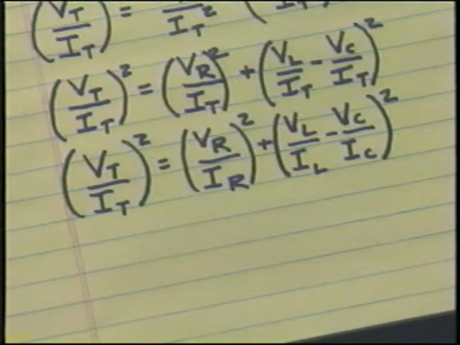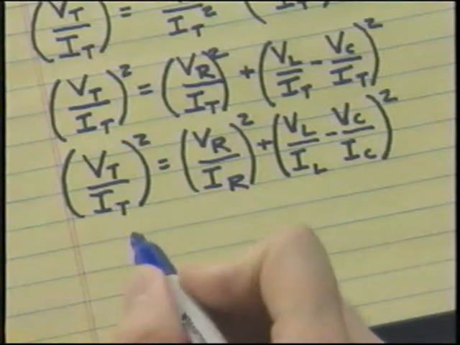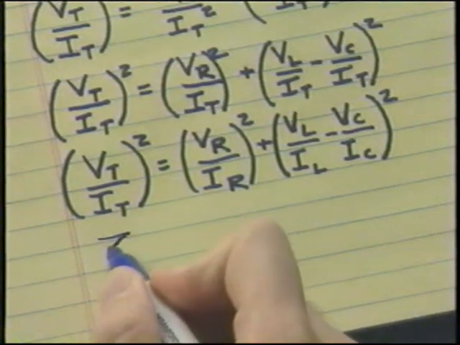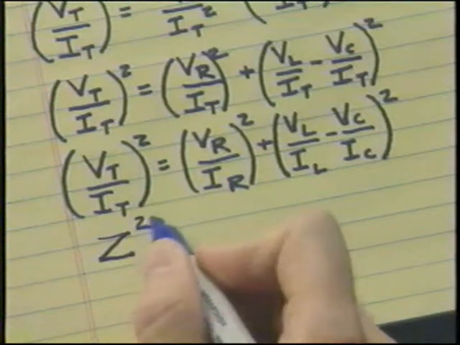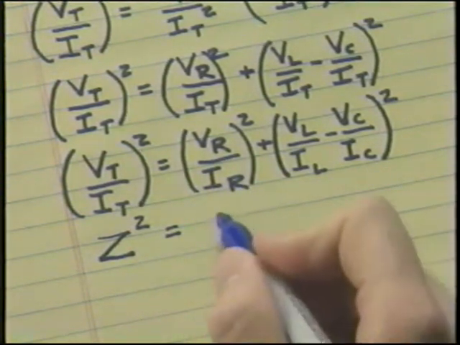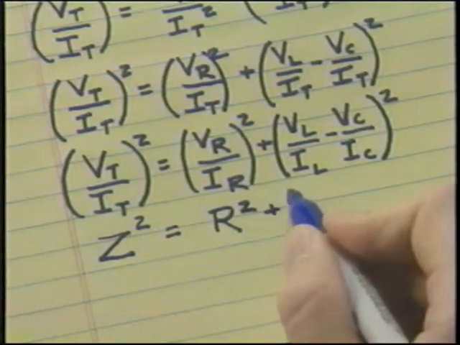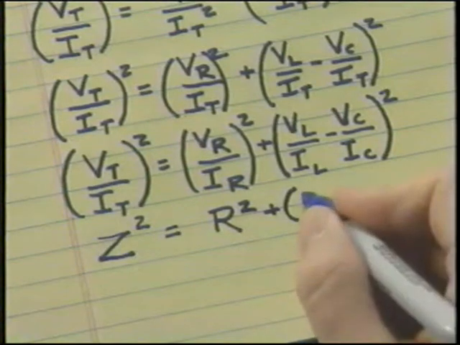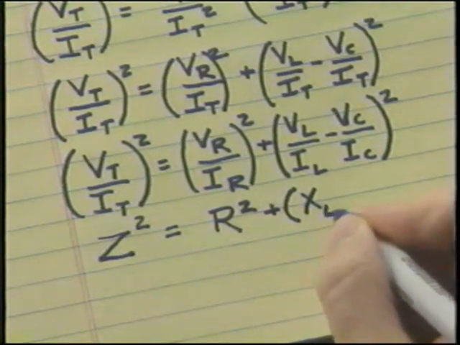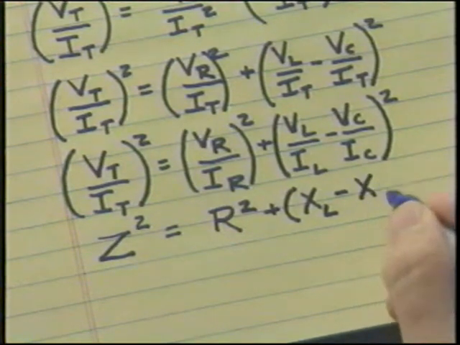If you look inside each pair of parentheses, you'll find some Ohm's law relationships that have already been presented. For example, on the left of the equal sign, V sub T divided by I sub T is Ohm's law for impedance. V sub R divided by I sub R is Ohm's law for resistance. V sub L divided by I sub L is Ohm's law for inductive reactance. And V sub C divided by I sub C is Ohm's law for capacitive reactance.